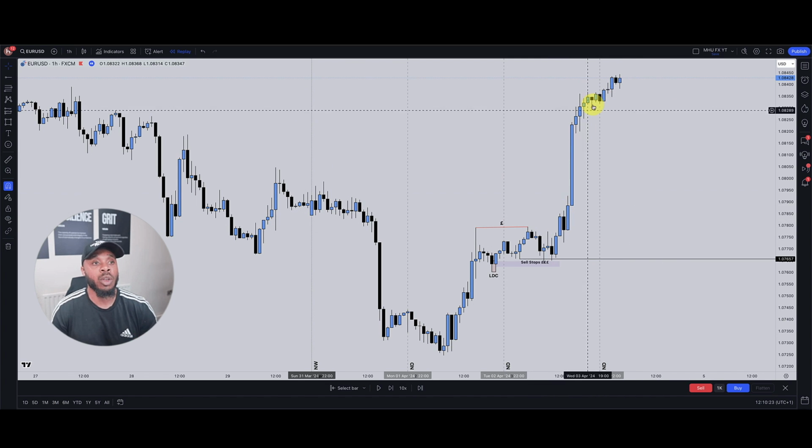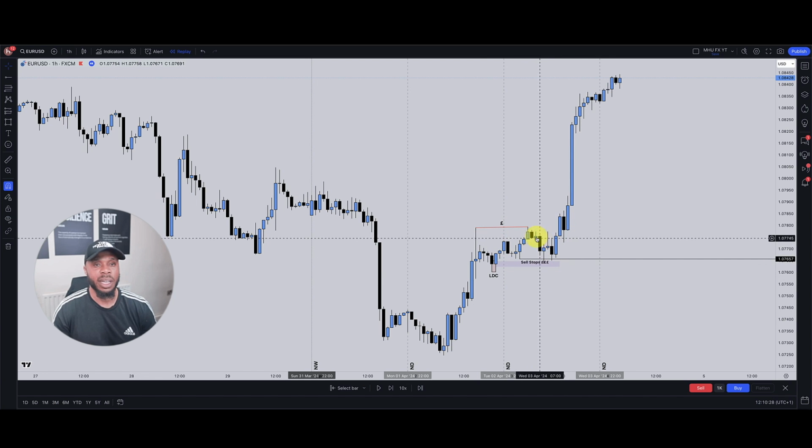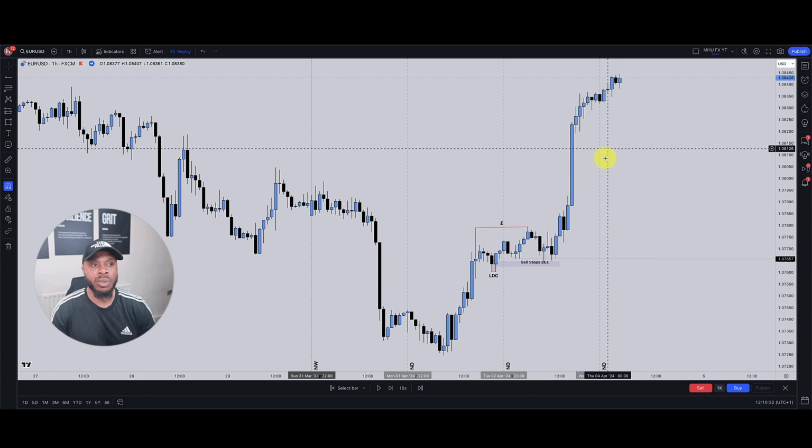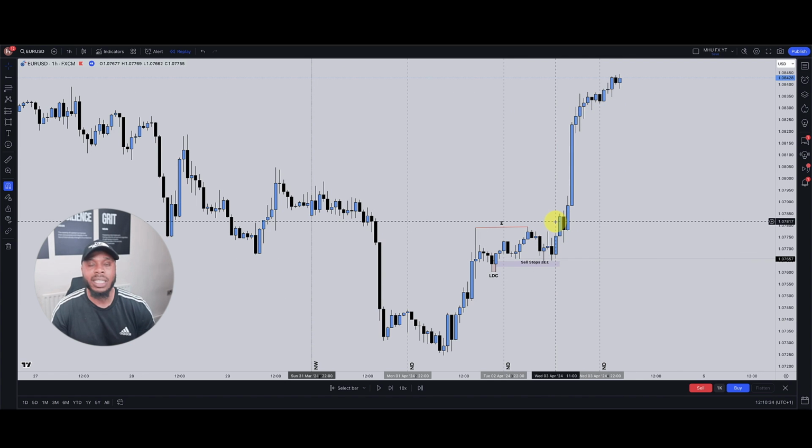Yes, you would have missed out on a lot more pips. But guys, if this is your trading strategy, stick to it. You know, stick to this trading style. You don't have to be chasing all kinds of moves. You should be happy knowing that your trading style is working. Your trading style is doing the business.